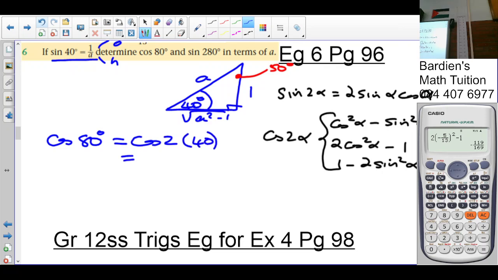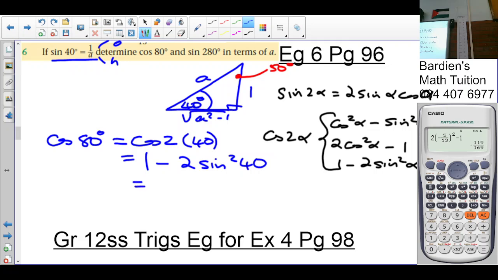So now we're going to go again with this cos double angle. This cos alpha, what's in alpha's place? 40. Now I can use any of these three. Why? Because of the diagram I have. Once the diagram is sorted, your triangle is sorted, you can do sine, cos or tan. So which one do you want me to use? 1 minus 2 sine squared. Okay, there we go. 1 minus 2 sine squared 40.